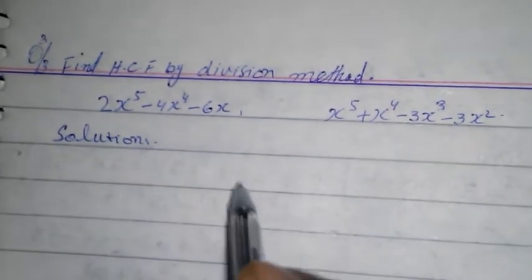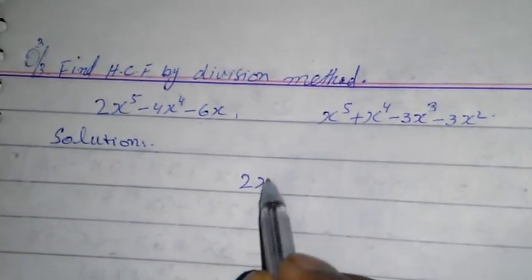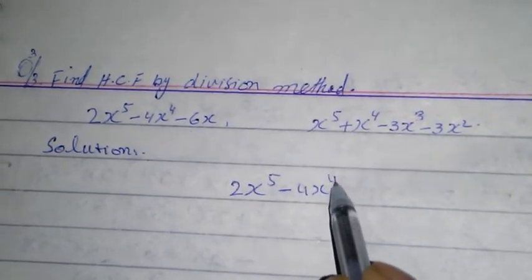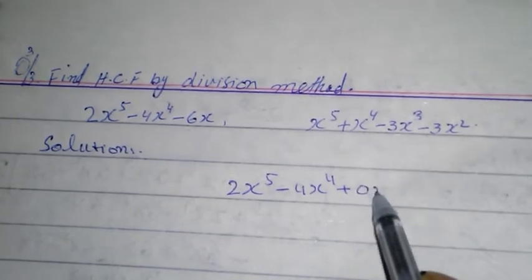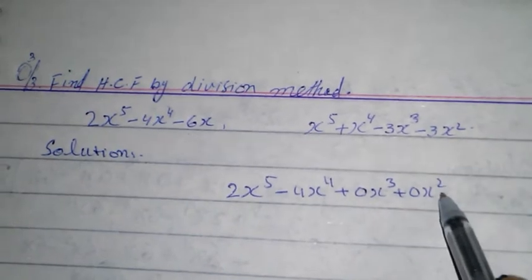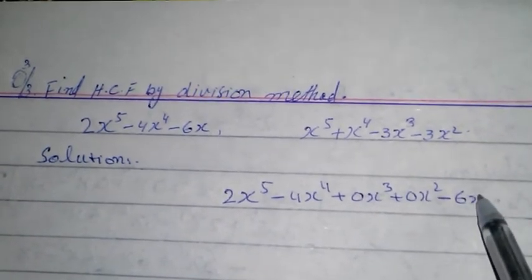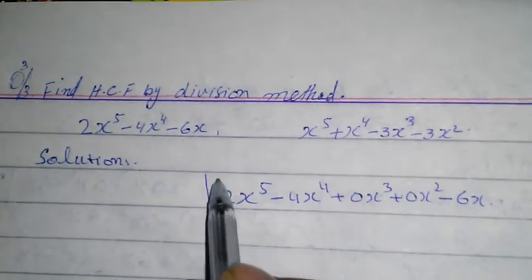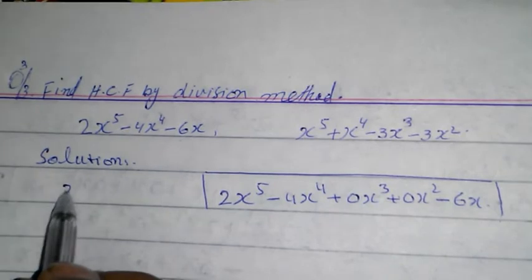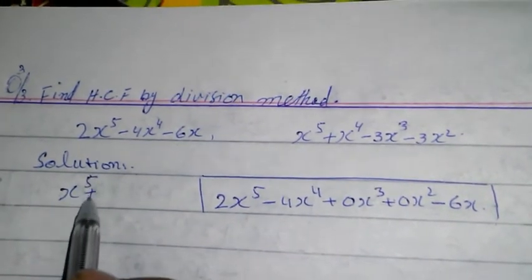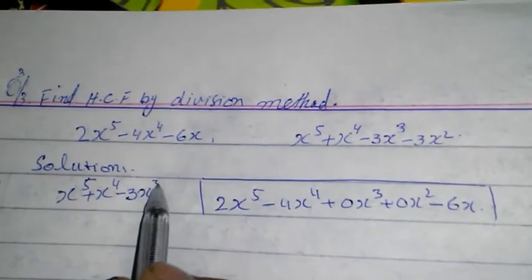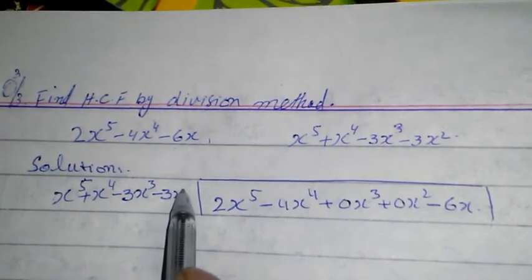We write this: 2x to the power 5 minus 4x to the power 4 plus 0 x to the power 3 plus 0 x square minus 6x, and divided by the second one. x to the power 5 plus x to the power 4 minus 3x cube minus 3x square.